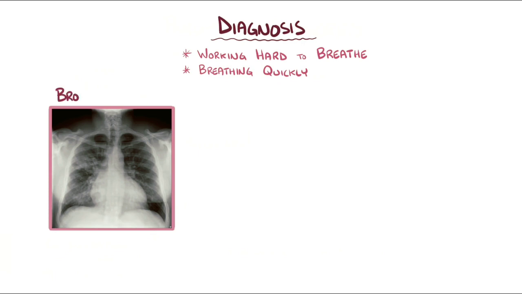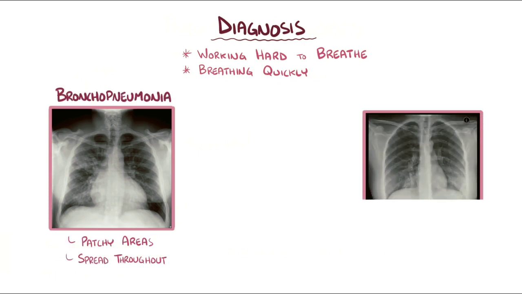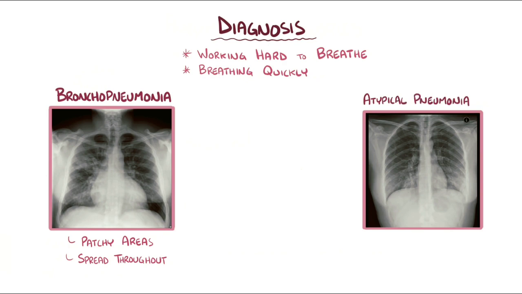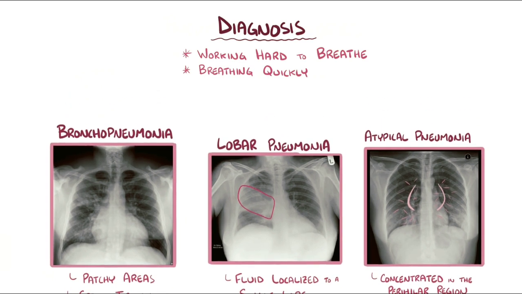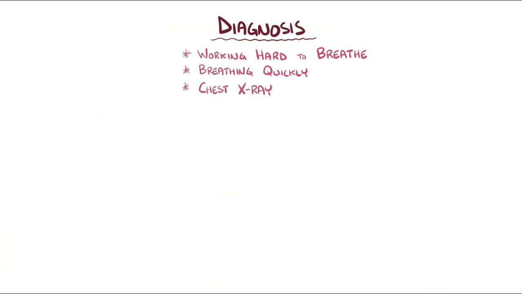A chest x-ray of bronchopneumonia typically shows patchy areas that are spread out throughout the lung. In atypical or interstitial pneumonia, the pattern is also often spread throughout the lungs, but it's often concentrated in the perihilar region and looks reticular, meaning there will be more line-shaped opacities visible in the chest x-ray. In a lobar pneumonia, fluid's localized to a single lobe or set of lobes. Another way to detect lobar pneumonia, though, is to look for dullness to percussion, which suggests that there's lung consolidation.